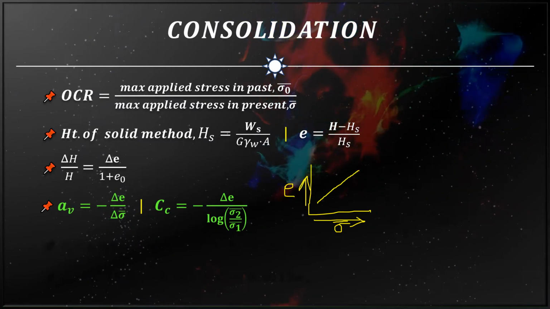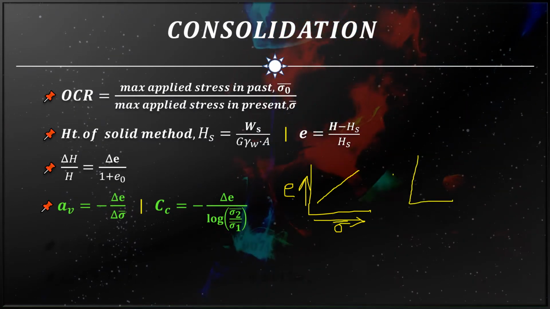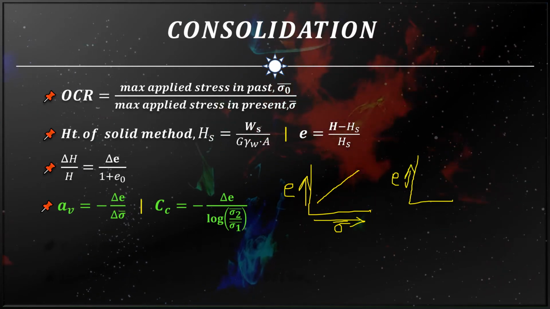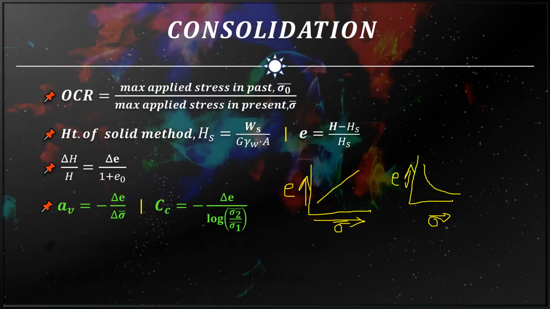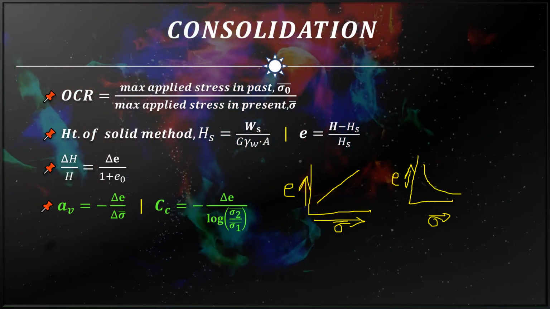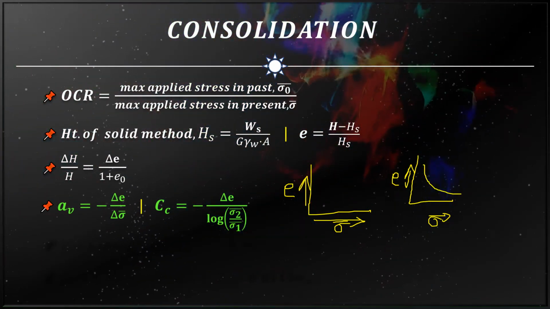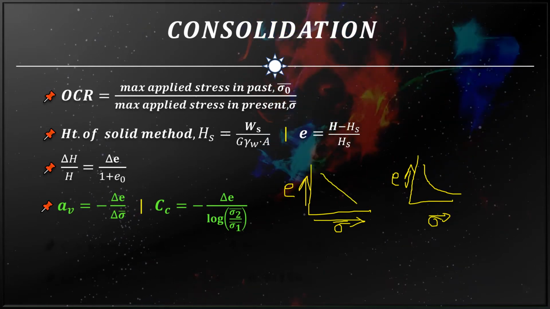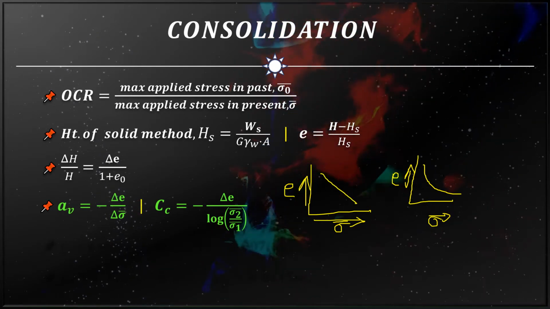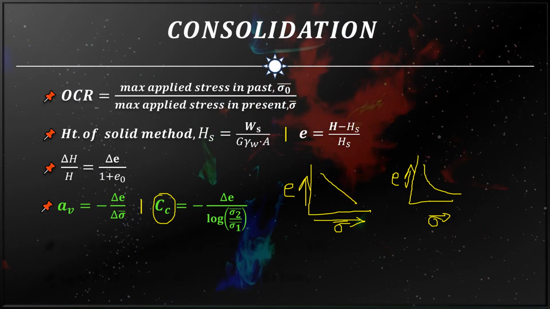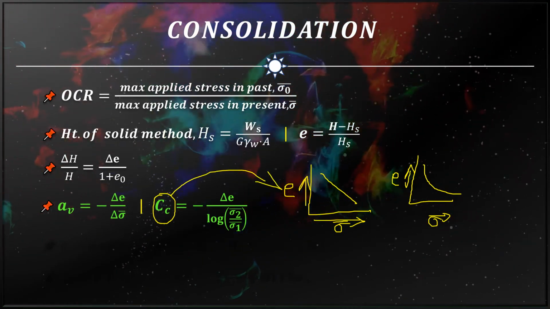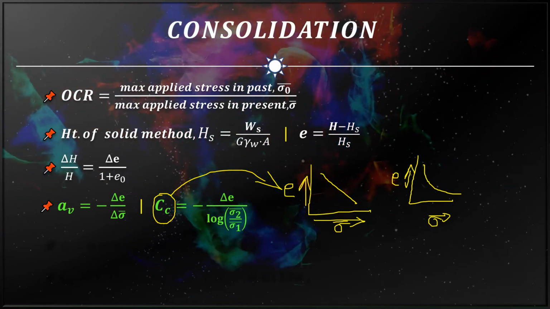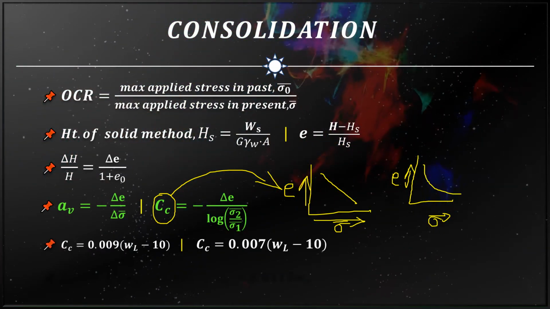So that's why we can get a straight line. But in case of av, that is the coefficient of compressibility, both are in arithmetic scale. So that's why we will get a curve like this, not a straight line. So here the straight line can be got using the compression index. Cc is equal to minus del e by log of sigma 2 bar by sigma 1 bar.